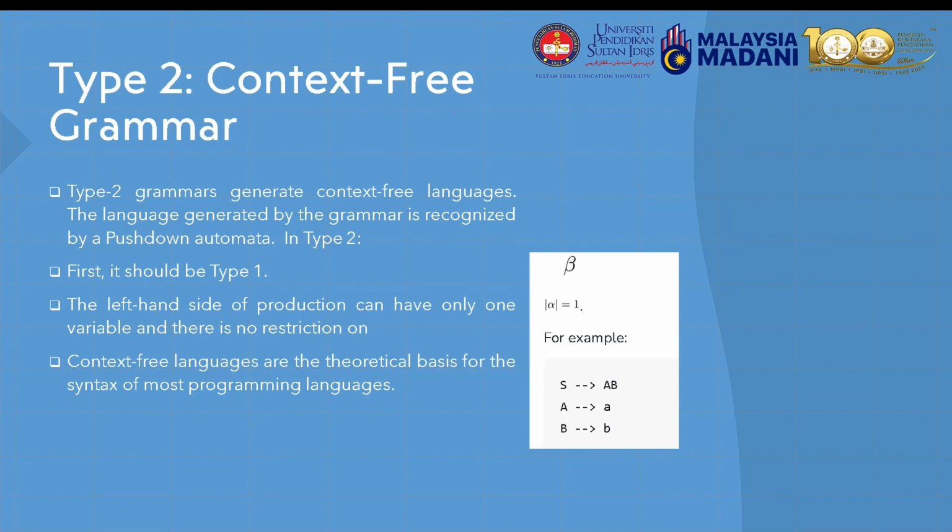The condition for type 2 is, first, it should be type 1, and then the left hand side of the production can only have one variable, and there is no restriction on the right side. The context-free languages are the theoretical basis for the syntax of most programming languages. For example, we have S implies AB, A implies a, and B implies b. This is an add-on from type 1, where the left hand side of the production can only have one variable.